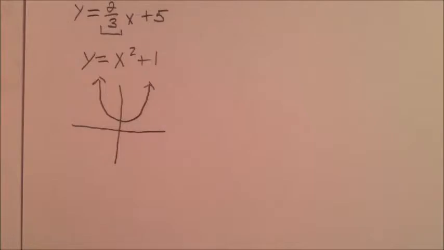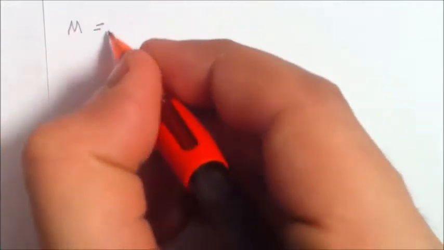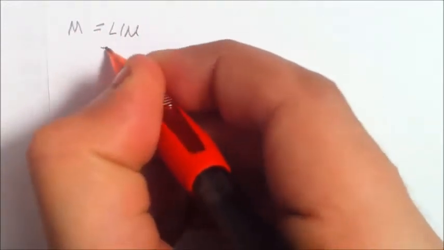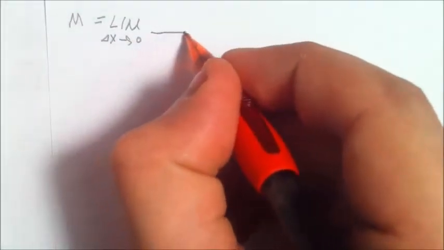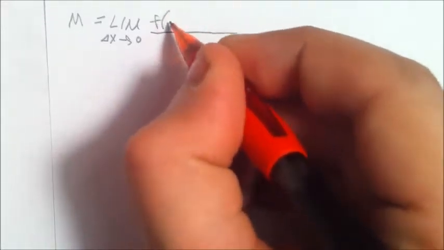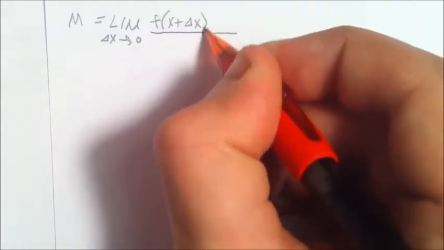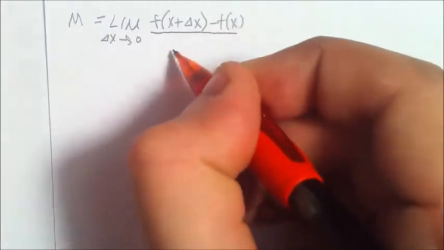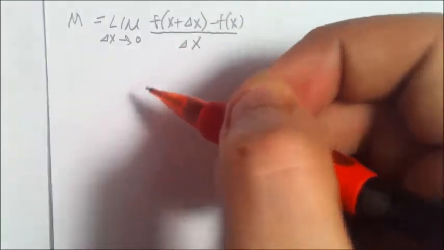Well, there are two ways. There's a long way and then there's a shortcut. So let me go over the long way first. We can find the slope of a nonlinear equation by taking the limit of the difference quotient. And that's done by following the general long formula. The slope equals the limit as delta x approaches 0 of the difference quotient, which is f of x plus delta x minus f of x, divided by delta x.